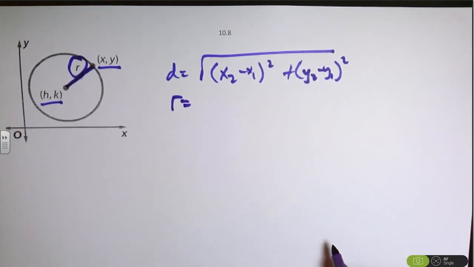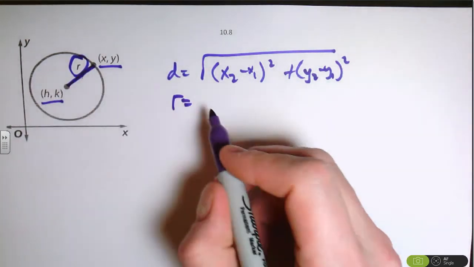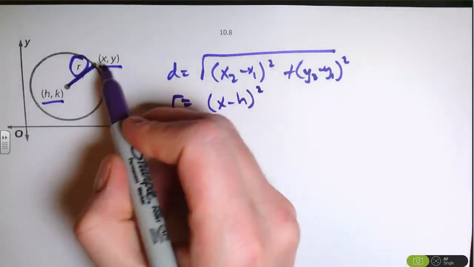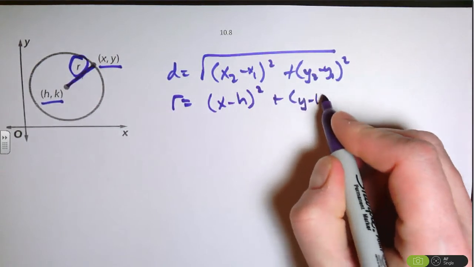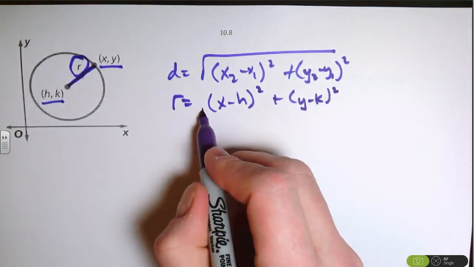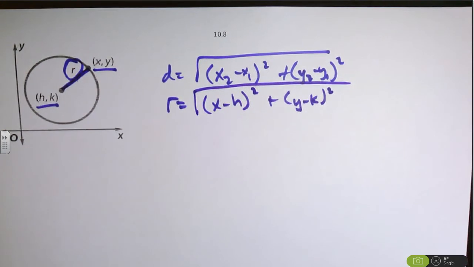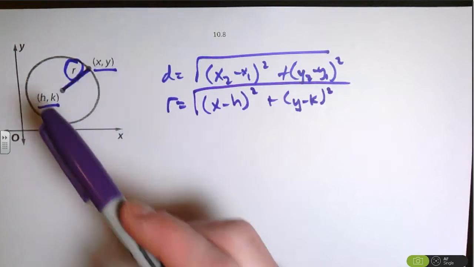And then I have to do the difference in x and y. Well, that's x and h, so x minus h squared. And then y and k, that difference, so y minus k squared. And it's the square root of that. And then the last part of this says, well, this distance could go either way. I don't have to worry about it going one direction.